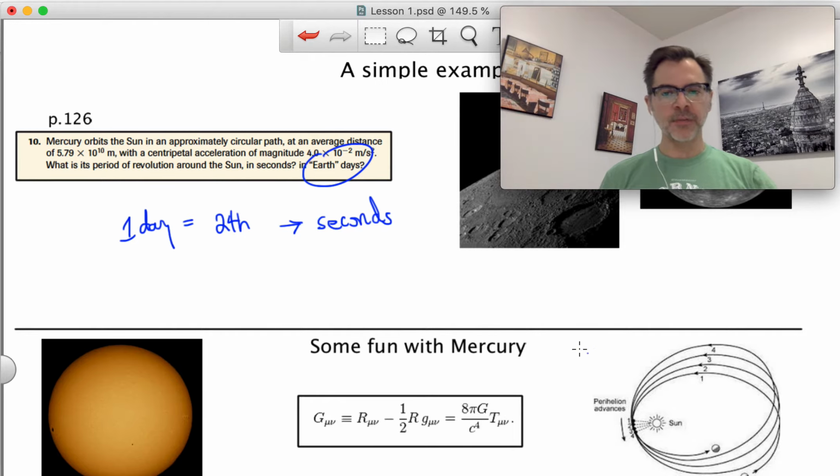Now there's something kind of interesting down here with Mercury, and I wanted to talk to you about this because as you look at this in the lecture notes, you're going to wonder, like, what the heck is this? Some fun with Mercury. It's not in the textbook, and I'm not sure that I explained it in the original video. I don't think I did. So let's take a look.